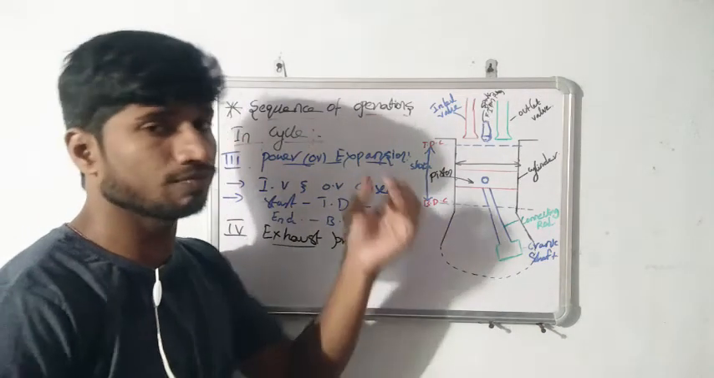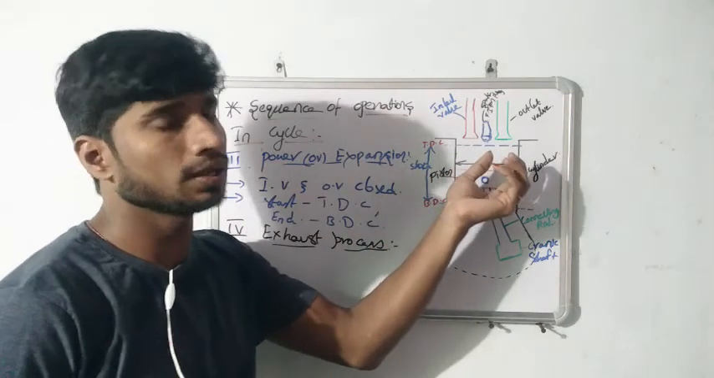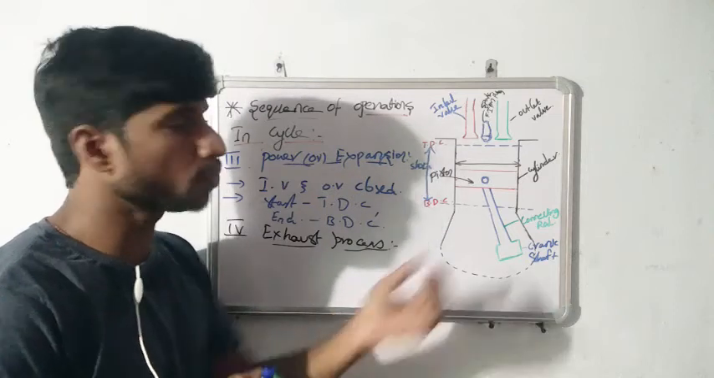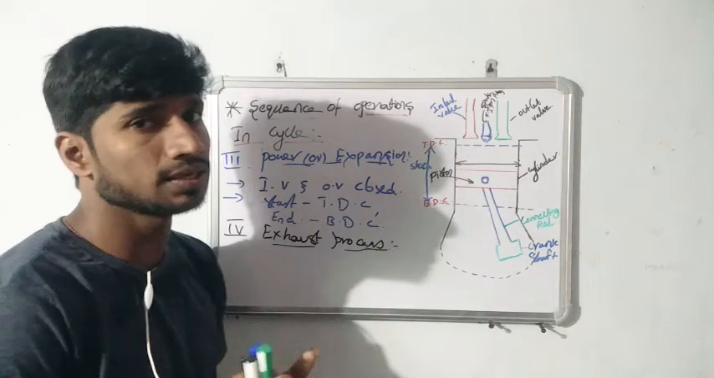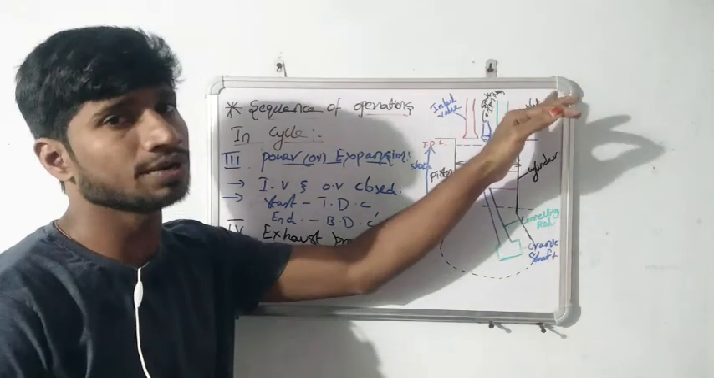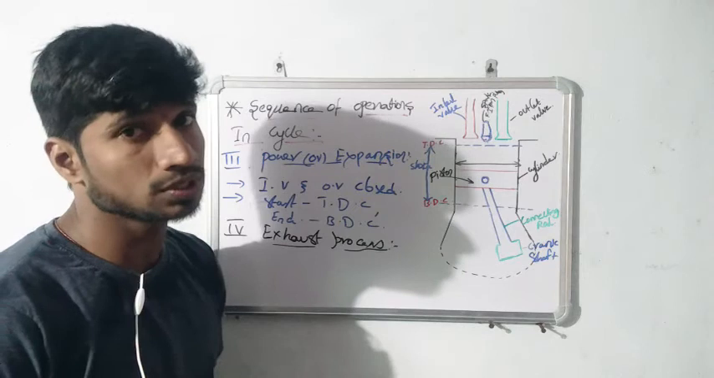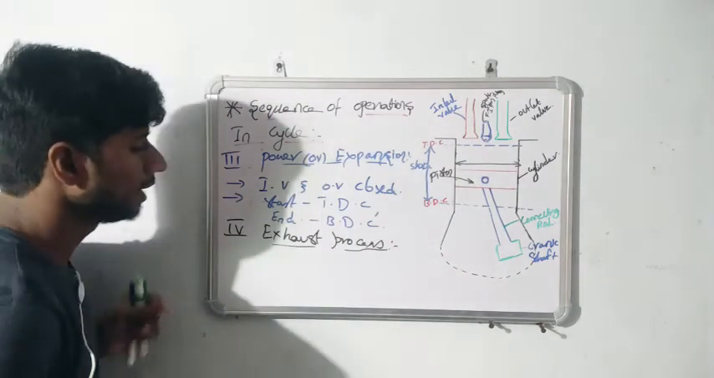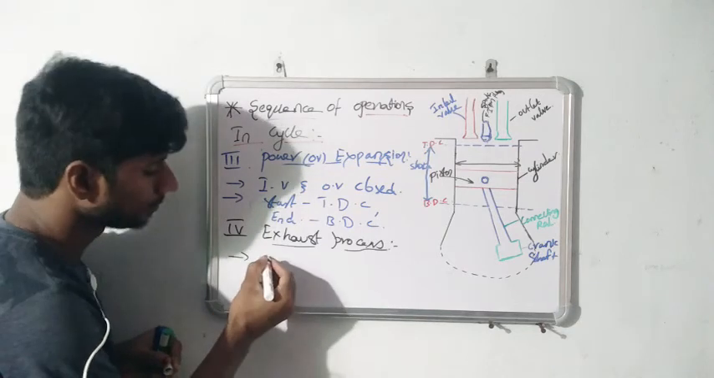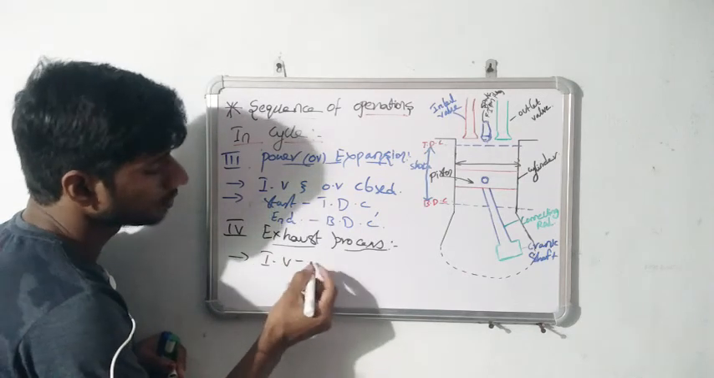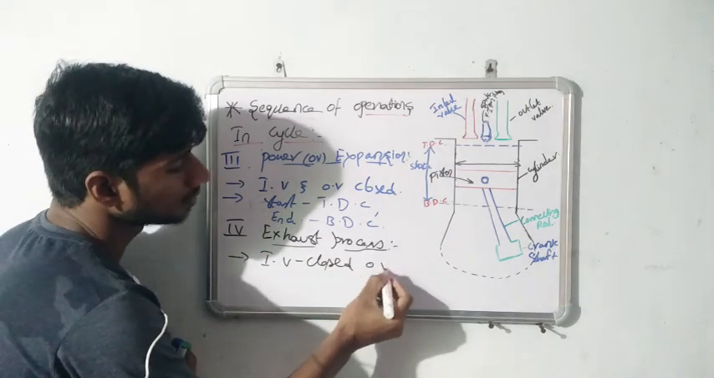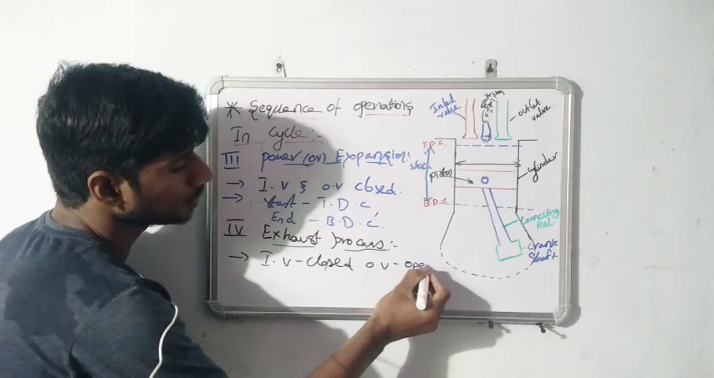After completion of fuel vapor burning, some amount of waste gases or combustion products will be generated inside the engine cylinder. So that waste gas will exit from the outlet valve in the exhaust process or exhaust stroke. In this condition, what about the valve position here? The inlet valve is in the closed position and the outlet valve is in the open position.